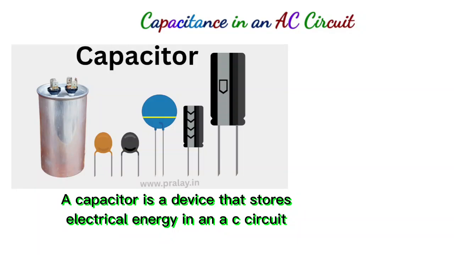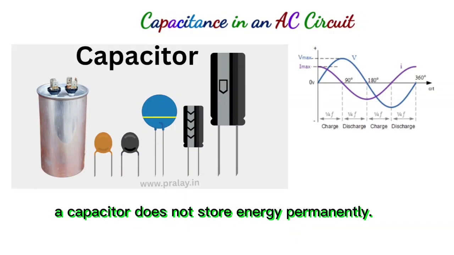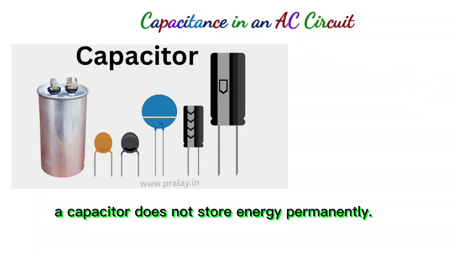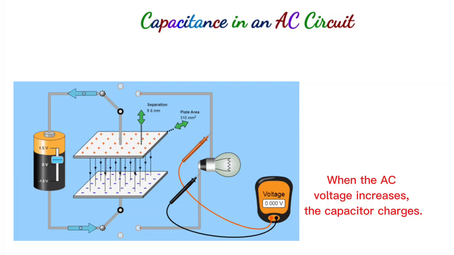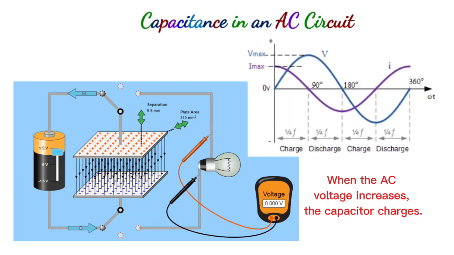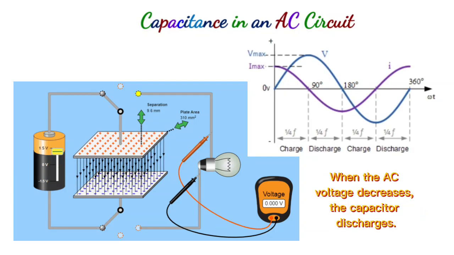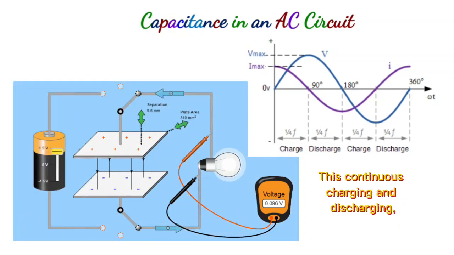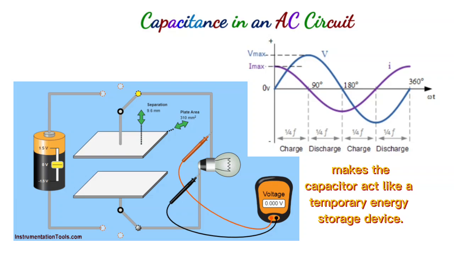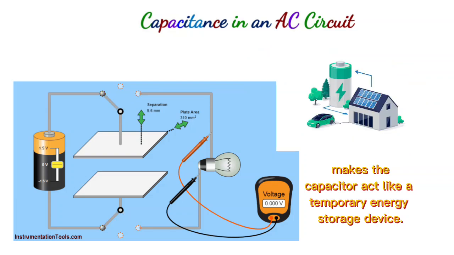A capacitor is a device that stores electrical energy in an AC circuit. A capacitor does not store energy permanently. Instead, it stores and releases energy continuously. When the AC voltage increases, the capacitor charges. When the AC voltage decreases, the capacitor discharges. This continuous charging and discharging makes the capacitor act like a temporary energy storage device.